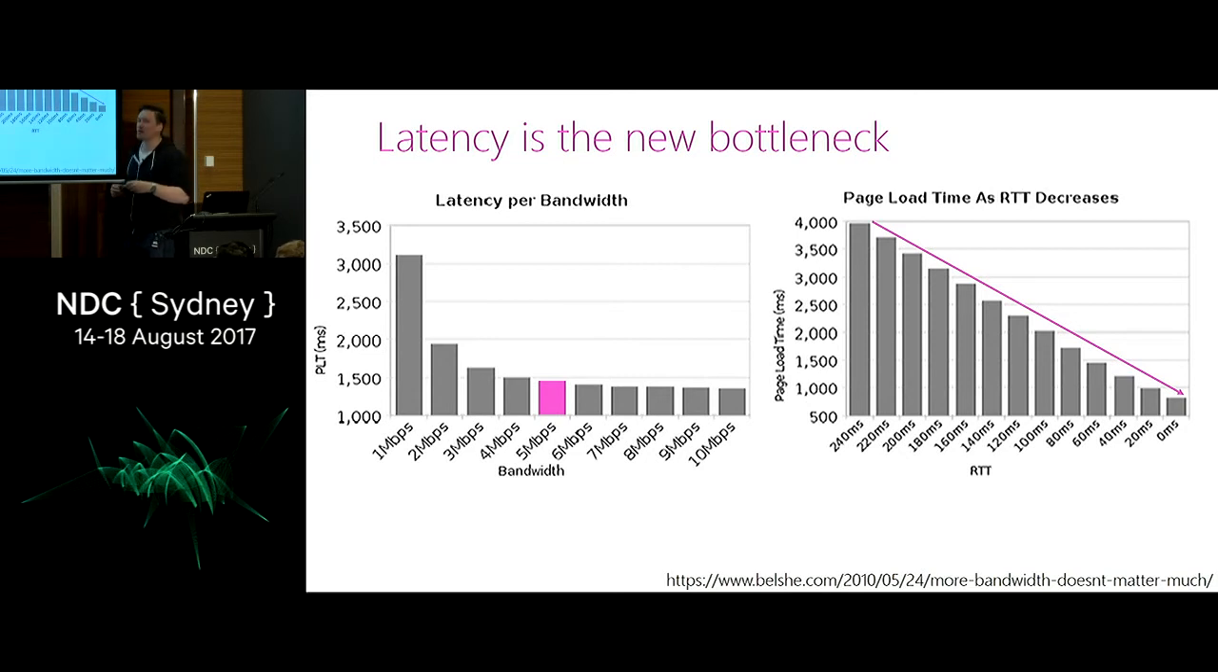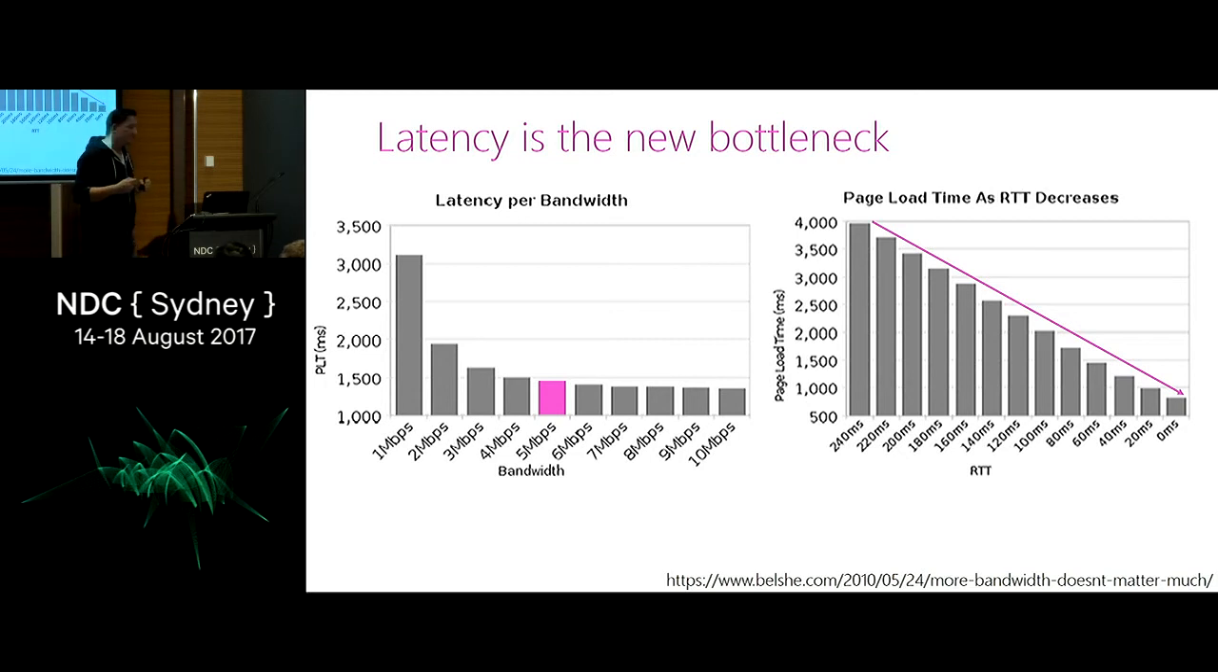So they basically said, how does page load time change with regards to bandwidth? They started with a 1 megabit per second link, and they saw a page load time of over 3 seconds. Then they doubled that speed to 2 megabits. They got an amazing performance improvement. But then they increased it to 3 megabits and got a little bit of a performance increase, all the way up to 5 megabits. And after that, you're only getting single-digit improvements.